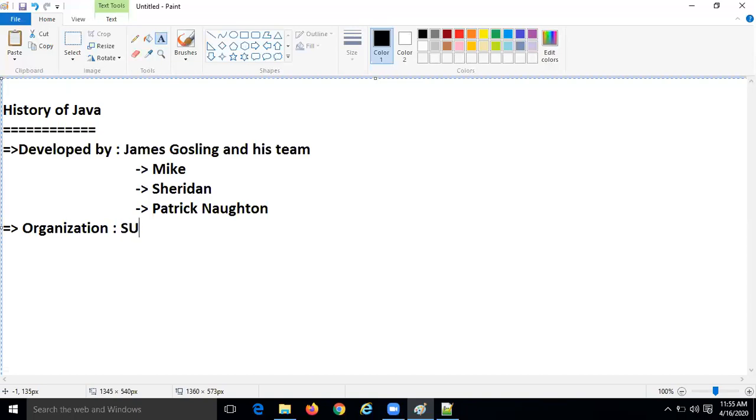Organization is what? Sun Microsystems. Okay, might be you know or I'm not sure. So we have the abbreviation for Sun. Yes, we have. S stands for Stanford, U stands for University, N stands for Network. This is the abbreviation for what? SUN: Stanford University Network. Instead of calling Stanford University Network Microsystems, simply we are calling it Sun Microsystems. Okay? Right.